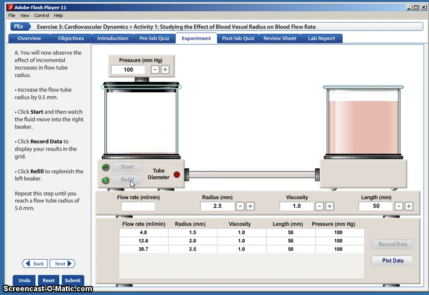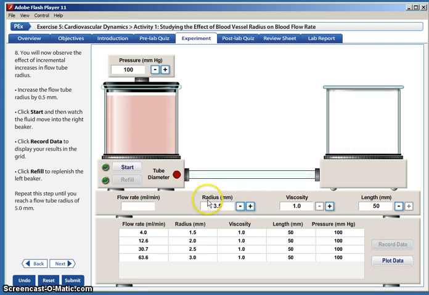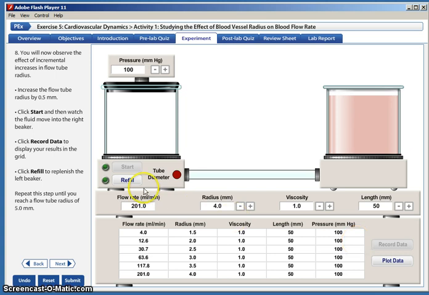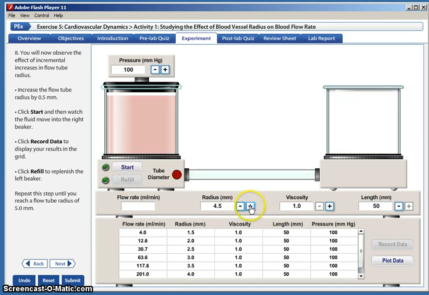Record, refill, and repeat this till we get to 5. So we're going to start, record, refill, start, record, refill, start, record, refill, start, record, refill, and lastly, yeah, it's like instantaneous now, isn't it?